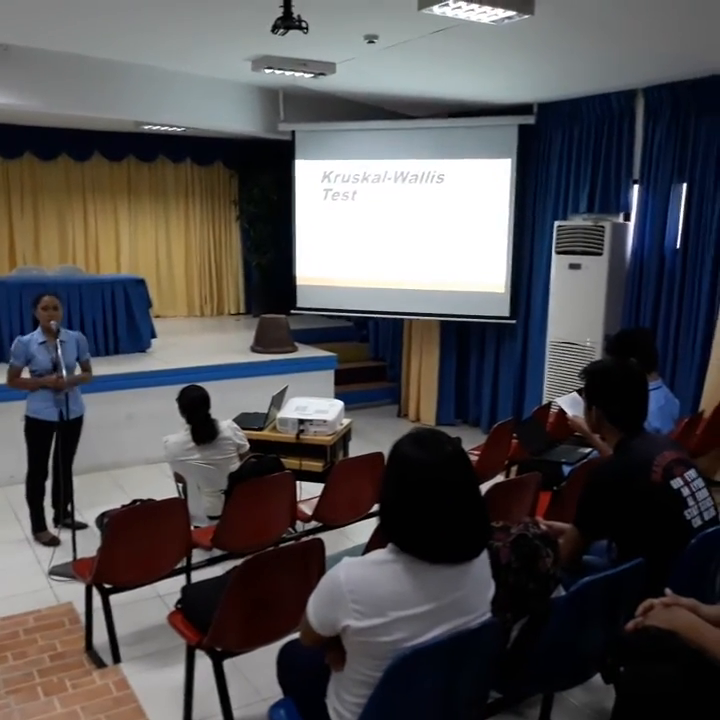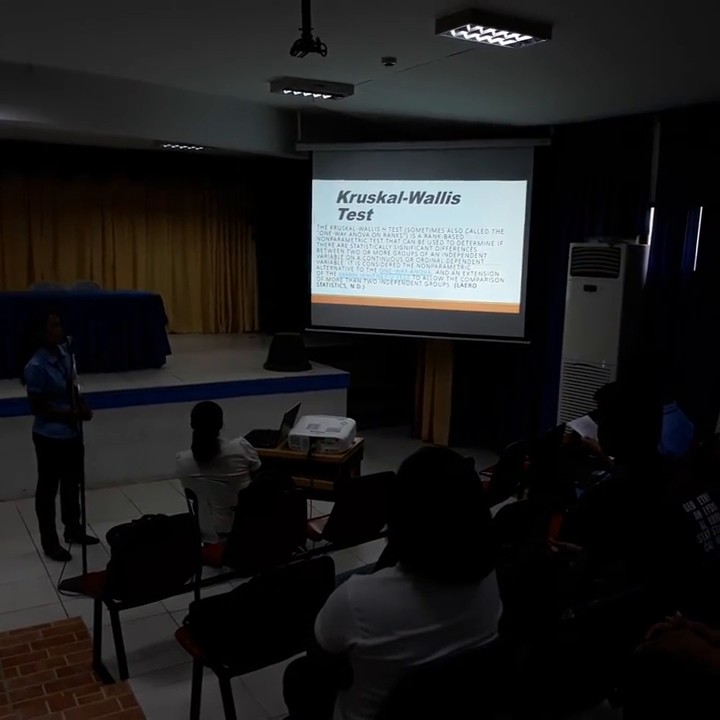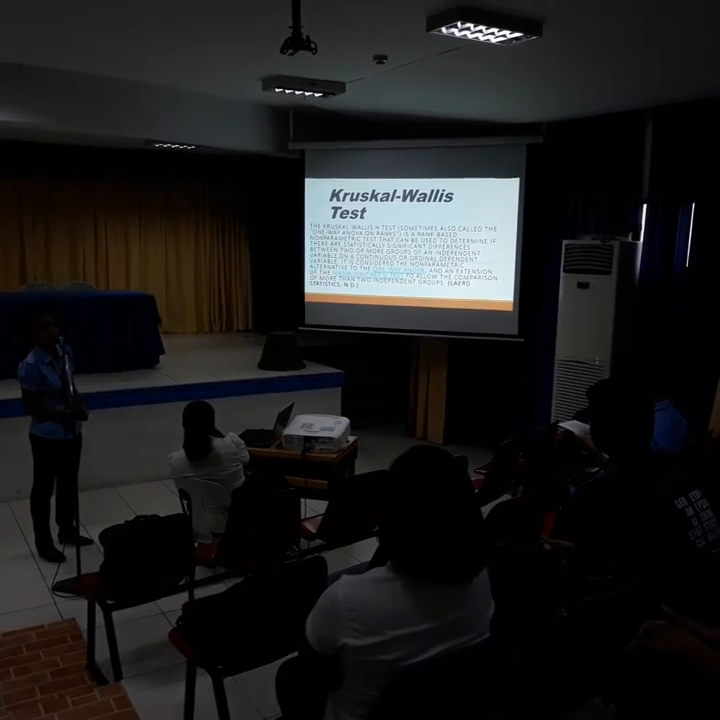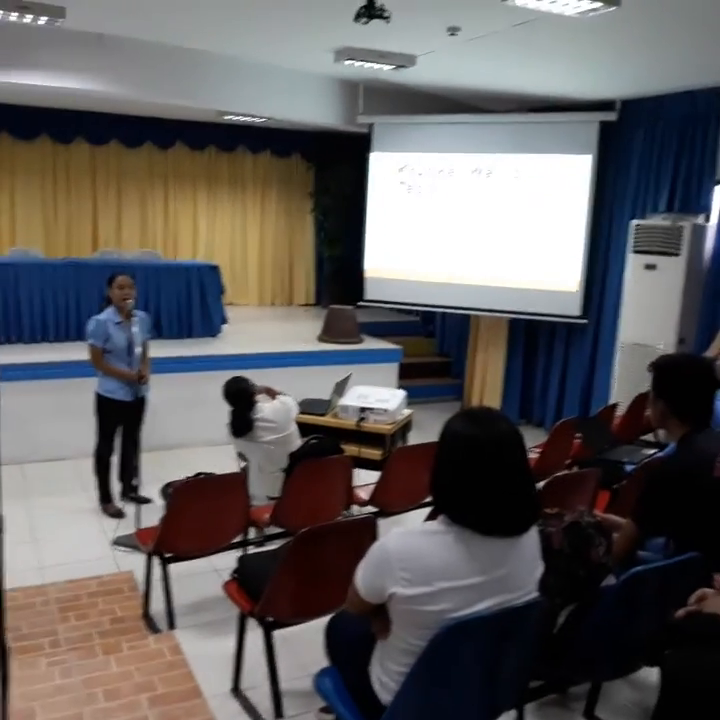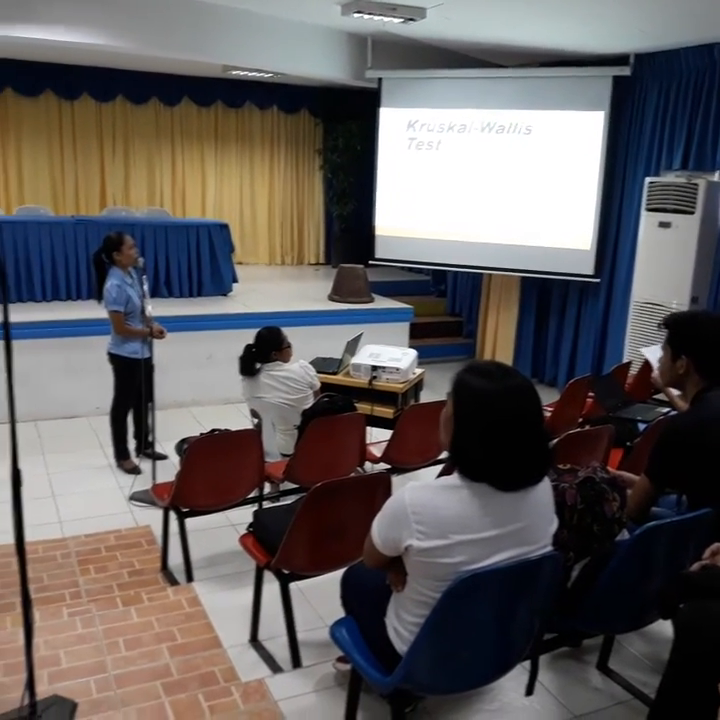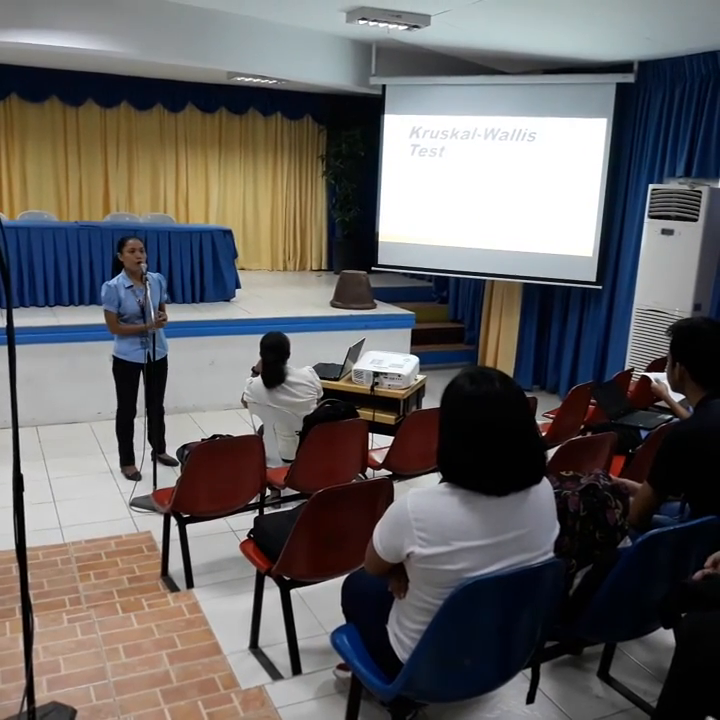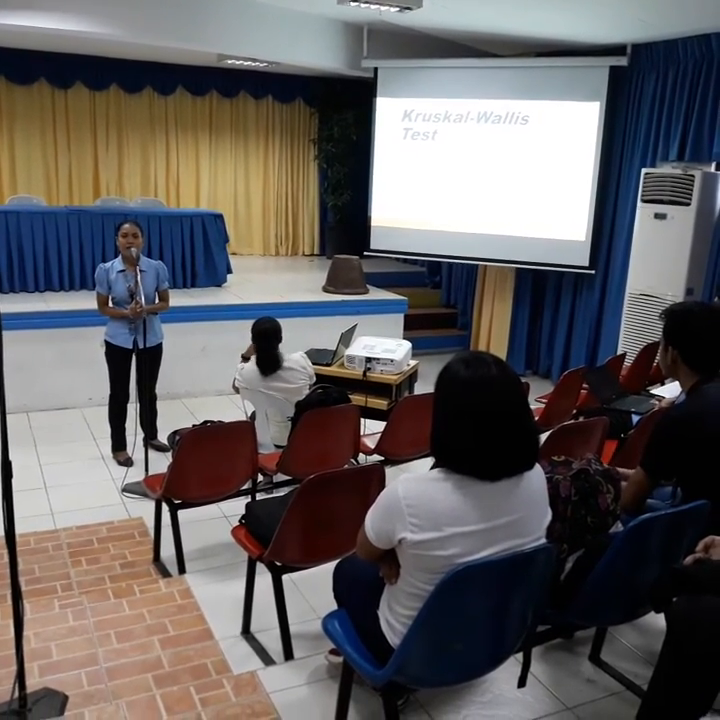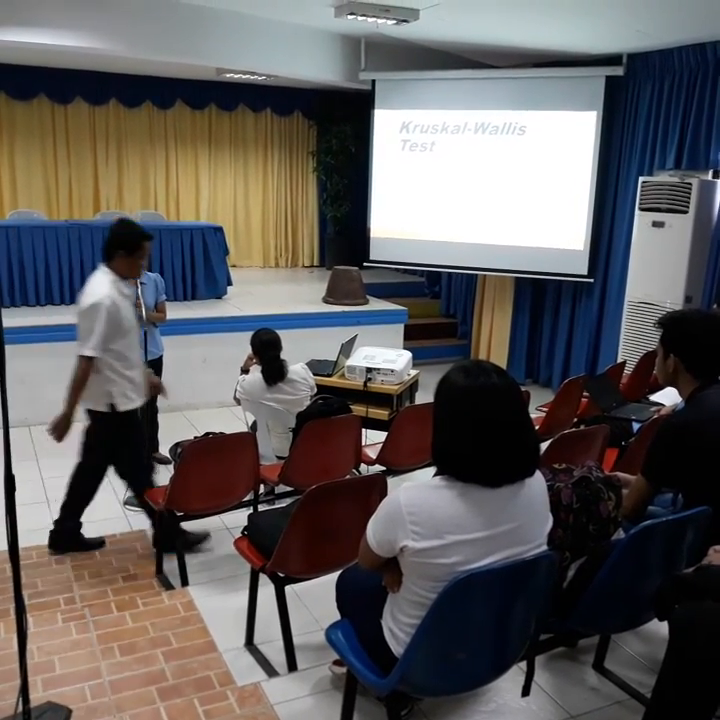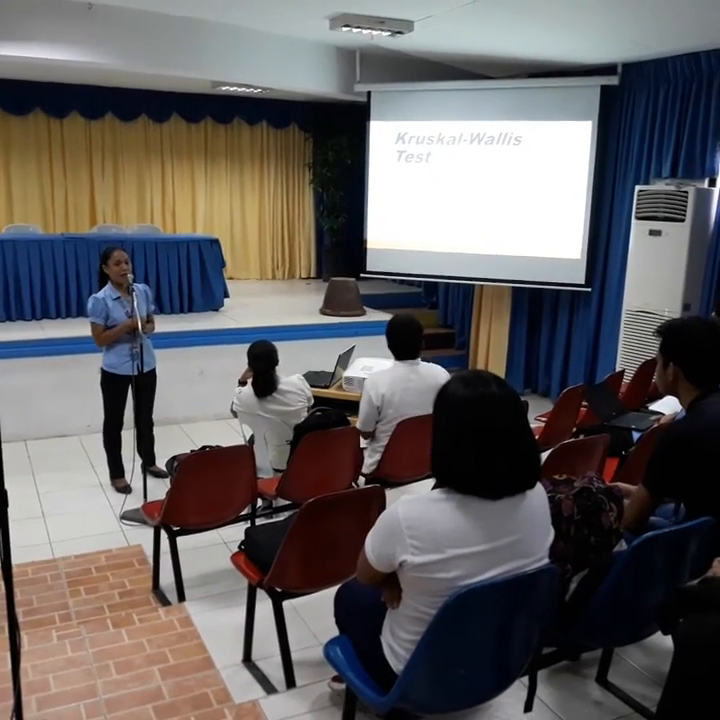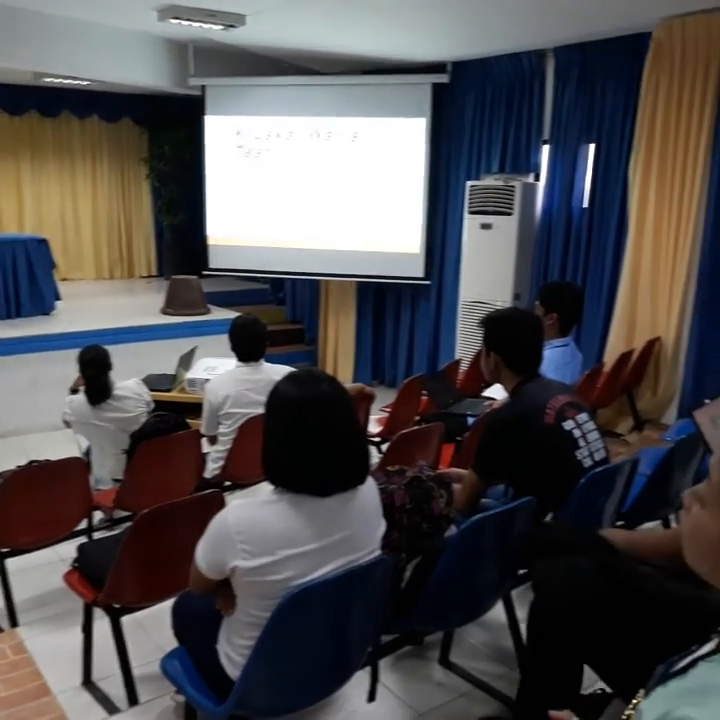So first thing, what is the Kruskal-Wallis test? Kruskal-Wallis can also be called the H test, because basically the value of Kruskal-Wallis is represented by the capital letter H, or sometimes called the one-way ANOVA on ranks. Why one-way ANOVA on ranks? Because ANOVA is the parametric counterpart of Kruskal-Wallis, because Kruskal-Wallis is the non-parametric test.